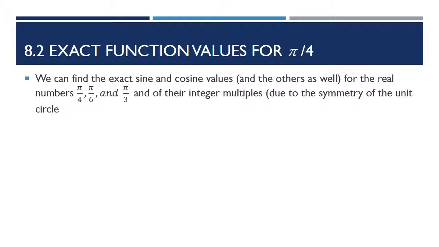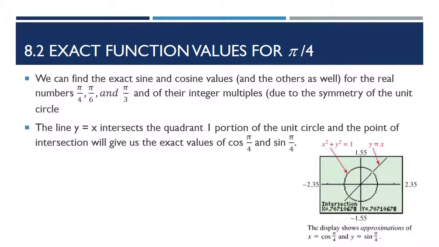Now, we can find the exact sine and cosine values and the others for the real numbers and their integer multiples. So we're going to look at how to find them for pi over 4 and for pi over 6. Pi over 4 is really not too complicated. We've got our unit circle, and then we have the line y equals x, which is going to cut quadrant 1 exactly in half. So where y equals x meets the circle, x squared plus y squared equals 1, where those two meet, that's going to give us the exact values for the cosine and the sine of pi over 4, the x and y values.